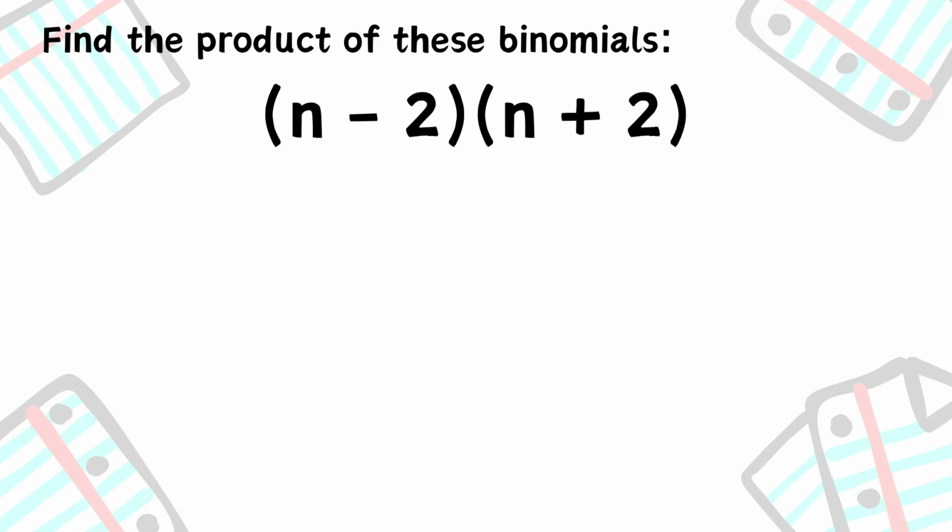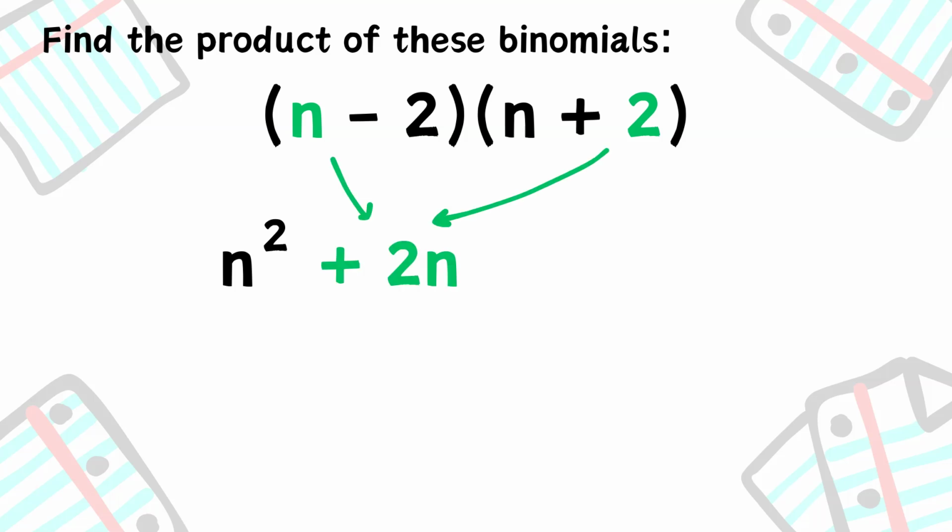Alright, using the FOIL acronym, we begin by multiplying the first terms, n and n. That would be n squared. The next step is to multiply the outside terms, which would be n and 2. This multiplies to form 2n. The third step in FOIL is to multiply the inside terms. Here that would be negative 2 and n, which is negative 2n.